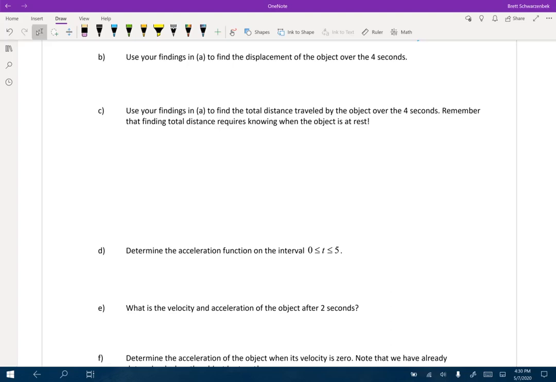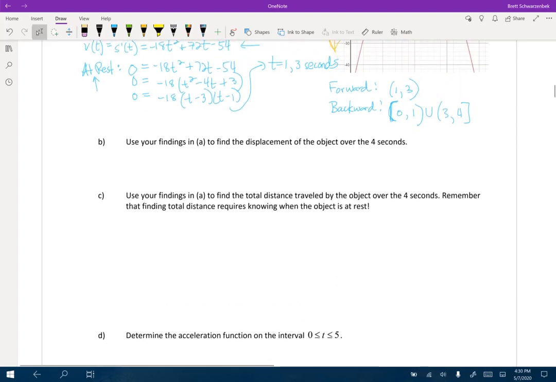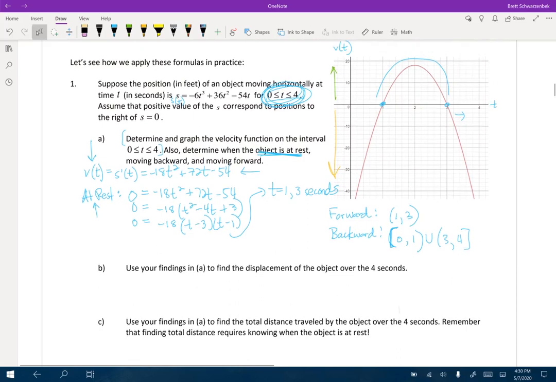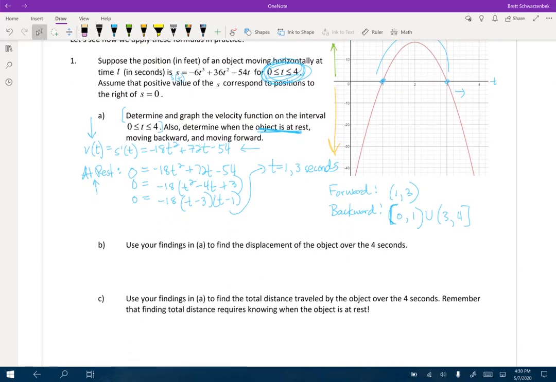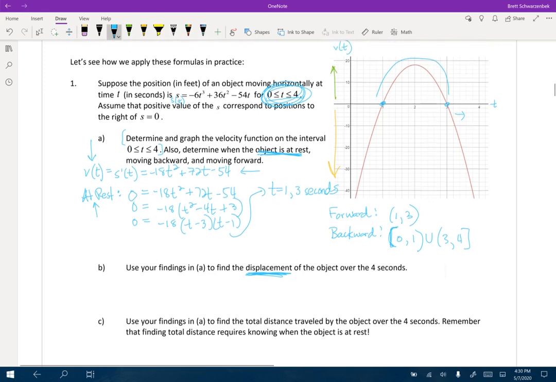Okay, it says use your findings in A to find the displacement of the object over 4 seconds. Okay, look at the word they used. Displacement. So displacement has the word placement in it, which is synonymous to the concept of position. So when I ask for the displacement of the object, you shouldn't be going anywhere near velocity because it has nothing to do with it. We only care about the position of this object over the time span from 0 to 4.